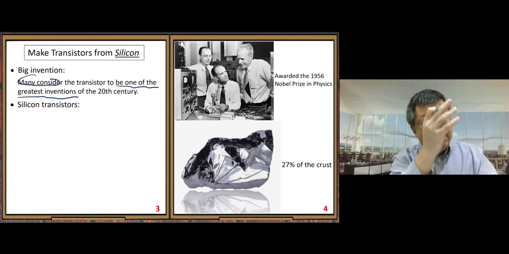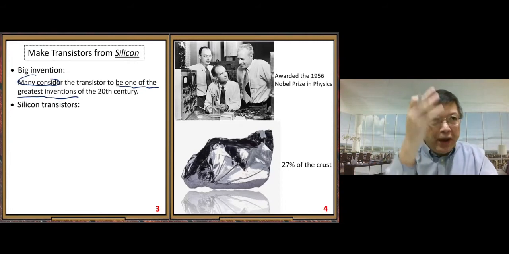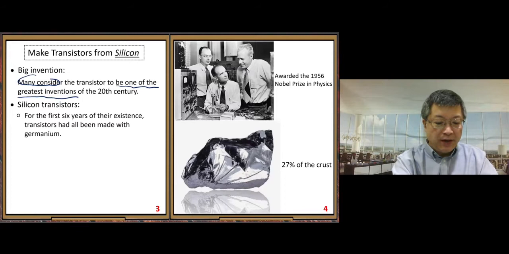27% of the Earth crust. So we can get silicon easily from the Earth. But it has some really nice properties. Okay, here, let's look at that.